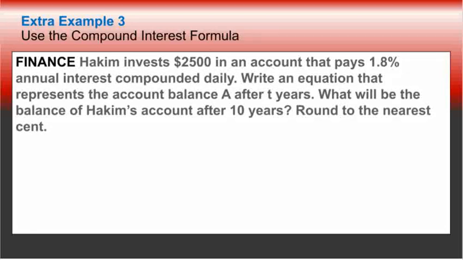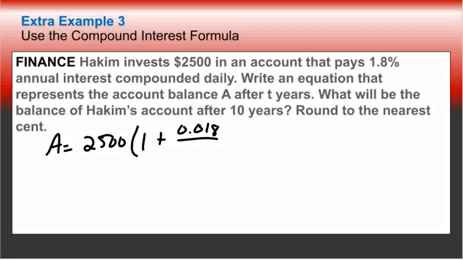Next, Hakeem invests $2,500 in an account that pays 1.8% annual interest compounded daily. Write an equation that represents the A after t years. What will be the balance of Hakeem's account after 10 years? Round to the nearest cent. So A equals 2,500 times 1 plus the rate as a decimal, 0.018. Daily means 365 days, so 365 times 10 years.